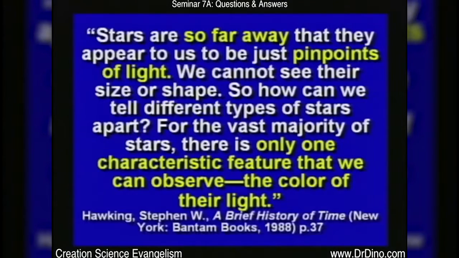They cannot be numbered. But how do you tell the distance to the stars, and how can the earth be 6,000 years old and the stars be so far away? Fair question. Stephen Hawking said, stars are so far away, they appear to be just pinpoints of light. We cannot see their size or shape. How do we tell different types of stars apart? For the vast majority, there's only one thing we can see, and that is the color of their light.